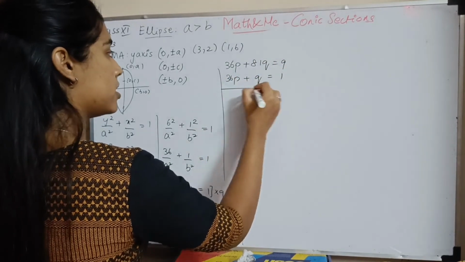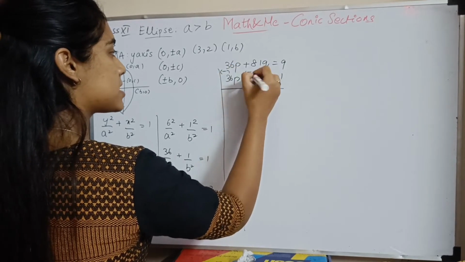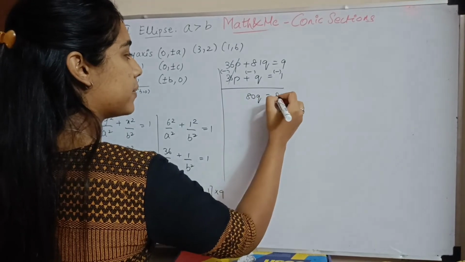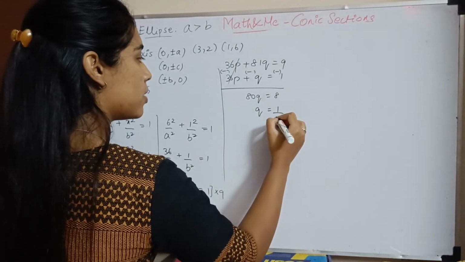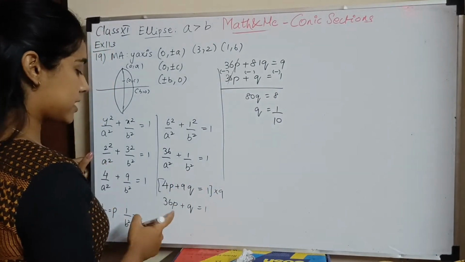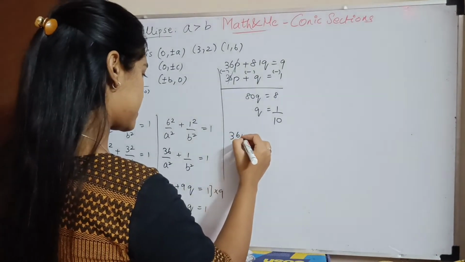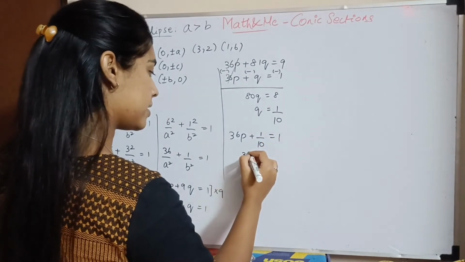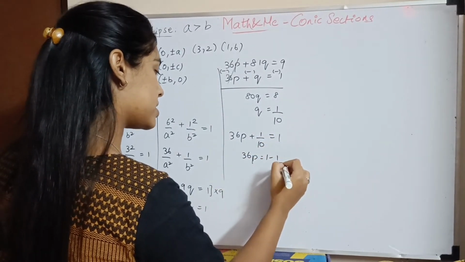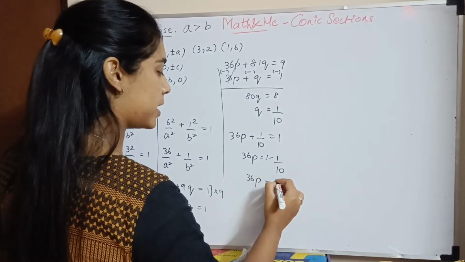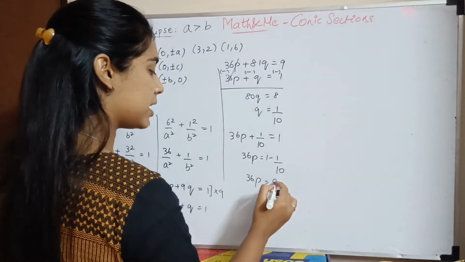So, when I subtract, minus minus minus, this will cancel, 80q equals 8, q equals 8 by 80 which is 1 by 10. Now substituting the q value, I have 36p plus 1 by 10 equals 1, 36p equals 1 minus 1 by 10, 36p equals 10 minus 1 by 10 which is 9 by 10.